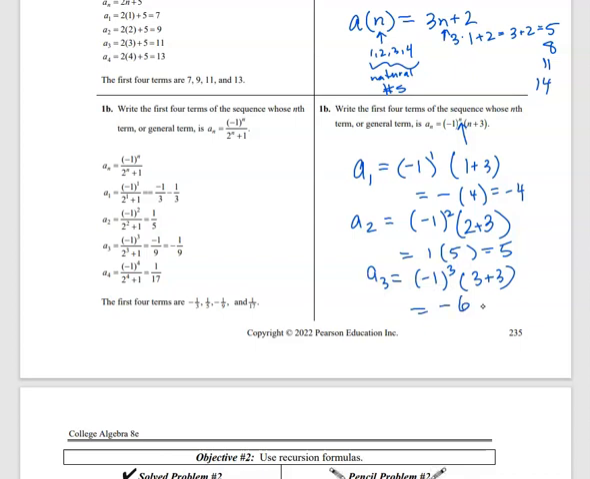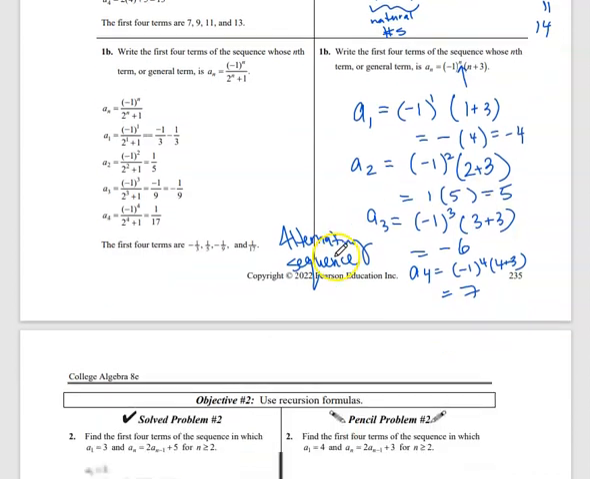And then whenever n is 4, we're going to an even power again. It's going to be -1 to the fourth power, which is +1, times 4 plus 3. So we're going to get +7. And when the sign alternates on a sequence like this, you might be able to guess it, we call it an alternating sequence. And these come up all the time in different types of applications.